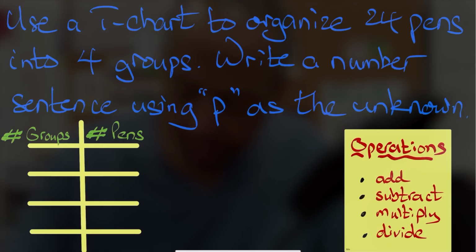So I'm going to have to use a T-chart to organize 24 pens into 4 groups. I know my unit is pens. I've already been given the number of groups. I'm supposed to write a number sentence using P as the unknown. So first thing I want to take a look at are our operations. We can either add, subtract, multiply, or divide, and find out which one makes the most sense to substitute for the word organize. So if I'm going to organize 24 pens into 4 groups, adding doesn't really make any sense.